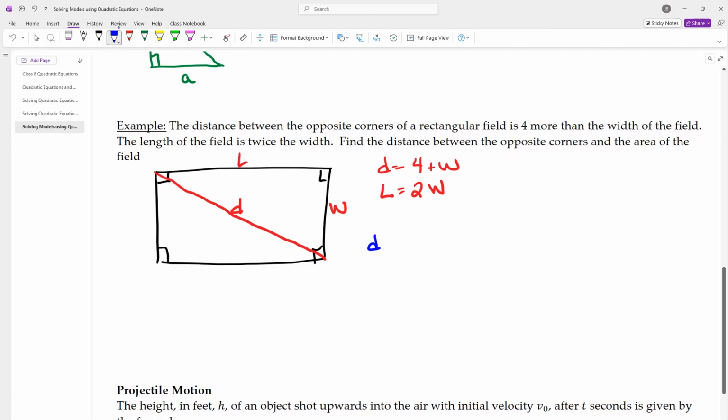Okay, so distance here. Well, isn't that just the Pythagorean theorem, right? So distance squared is length squared plus width squared. Then I look at this and substitute in what I know. So distance is 4 plus width, squared. Length is 2 width, squared, plus width squared.